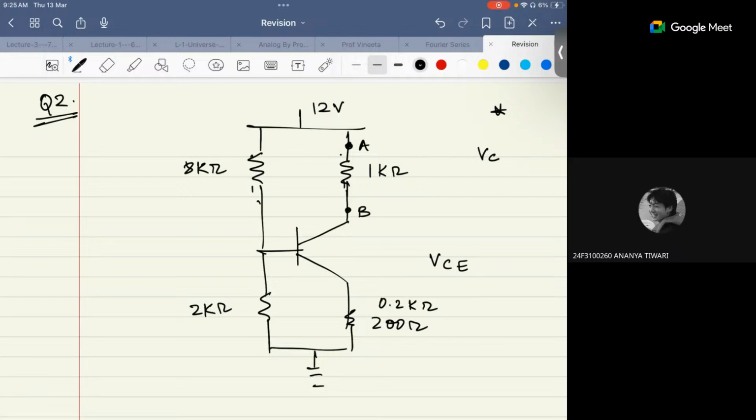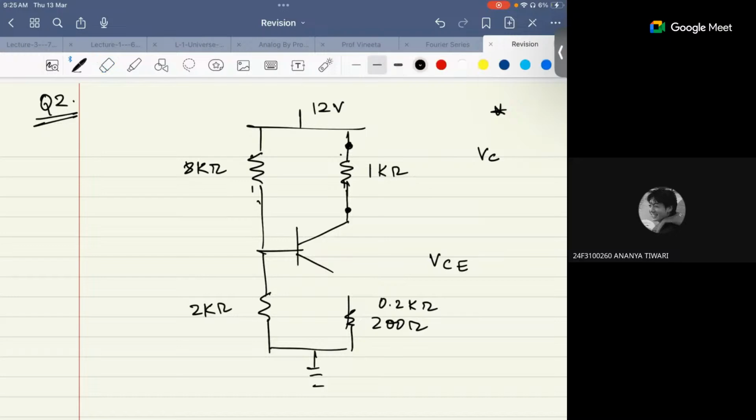B, correct? And if I'm asking VC, VE, then this point, right? This is VE. Yes, sir. So you have to find the potential at B point if you have been asked to calculate VC. If you have been asked to calculate VE, you have to calculate the potential at this point. I hope that is making sense to you.